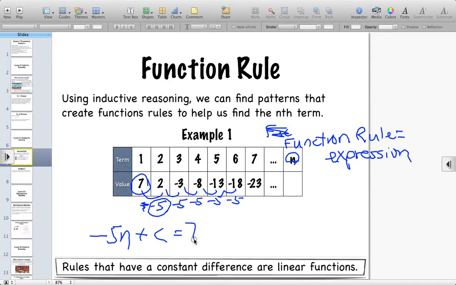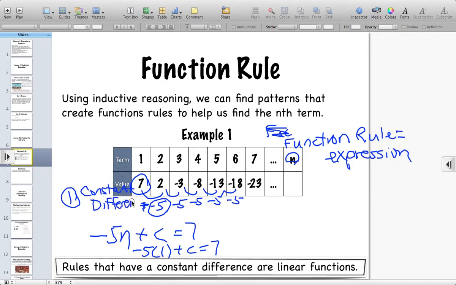So let's say, for example, if I know that the value of the first term is 7, I know that -5 times 1 is not equal to 7, but if I can figure out what c is equal to, what that constant being added to it or subtracted from it maybe, then I can create a rule that will work every time. So step 1 is to find the constant difference, which is what we call the coefficient.